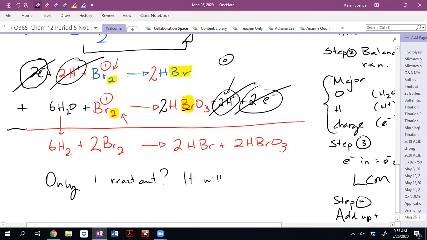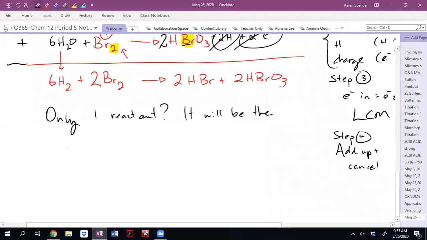It will be the reactant for both half reactions.